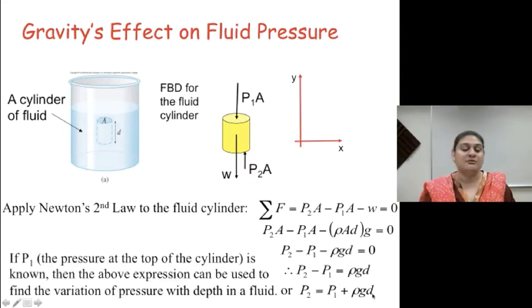What does that mean? If P1, the pressure at the top of the cylinder, is known, then the above expression can be used to find the variation of pressure with depth within the fluid. Now what I want to talk about a little bit is how we put the W as rho A D. This is very subtle, but it's very, very important for us to understand.